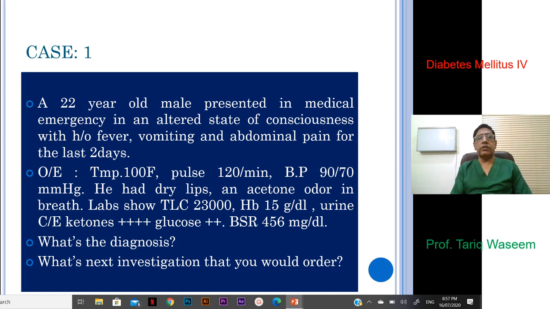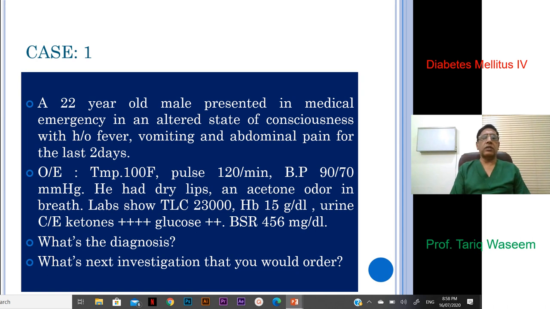Laboratory investigation shows a total leukocyte count of 23,000, hemoglobin is 15 gram per deciliter, and urine complete shows 3 plus ketones and 3 plus glucose with a blood sugar level of 456 milligram per deciliter. So it's quite obvious the acute complication that has developed in this gentleman is diabetic ketoacidosis, right? And the next question is, what should be the next investigation to do in this gentleman?